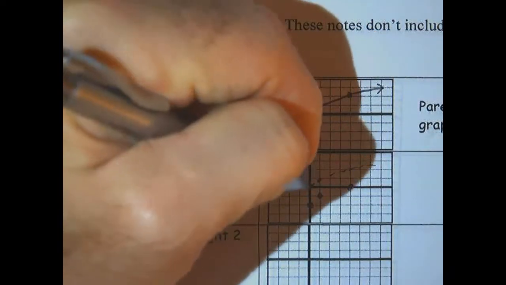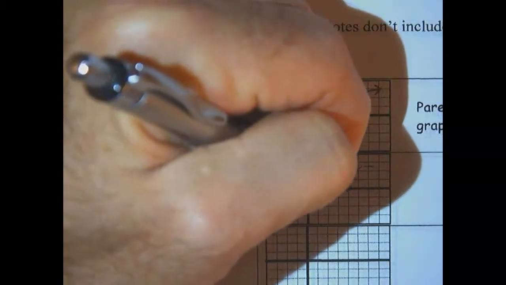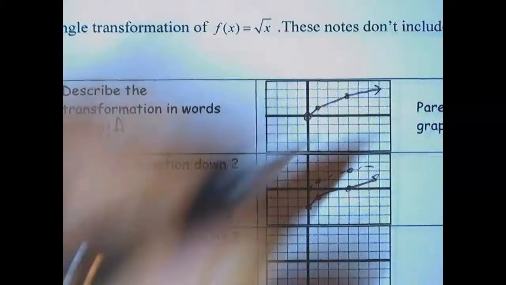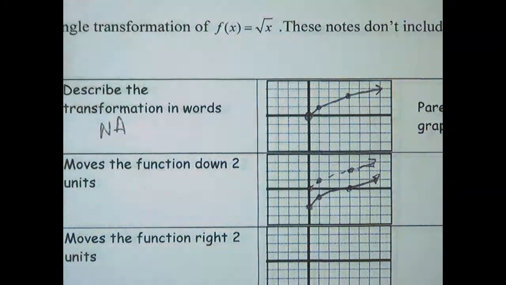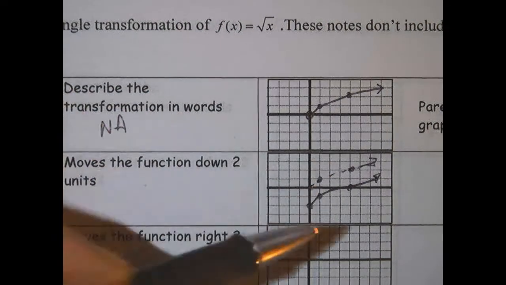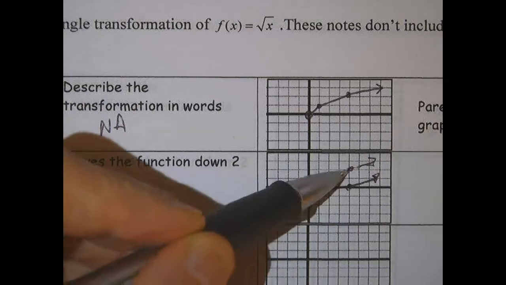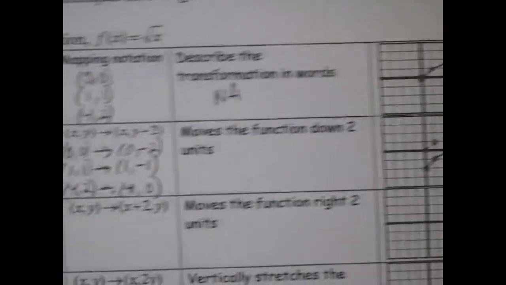Now the beauty of this method is not only does it give us the new graph, but it tells us the destination of each specific point. This graph goes up forever in that direction. So we can see, not only do we know what the graphs look like, but I know where this point ended up, I know where this point ended up, and I know where this point ended up. So let's look at the next one.